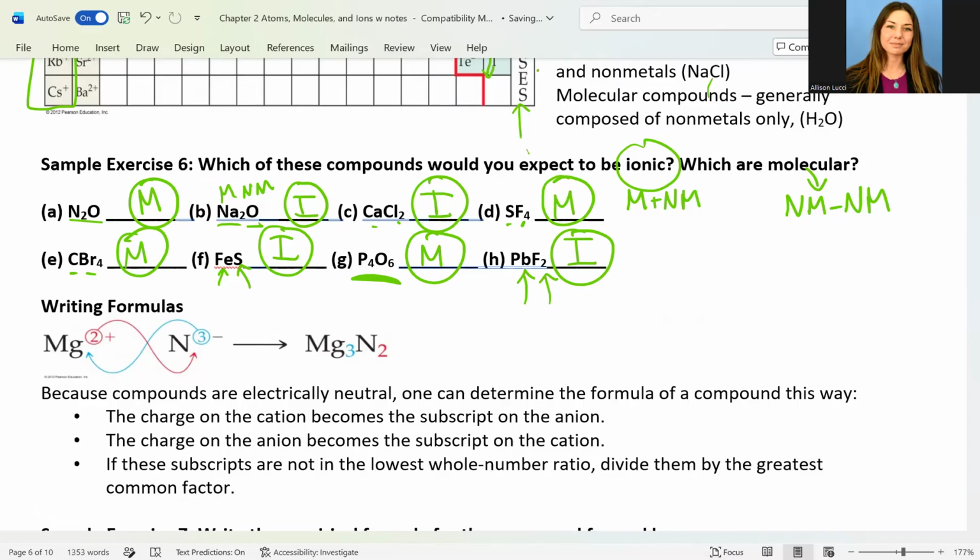So we'll continue in the next video and determine how we can figure out what subscripts would be in our molecular formulas.